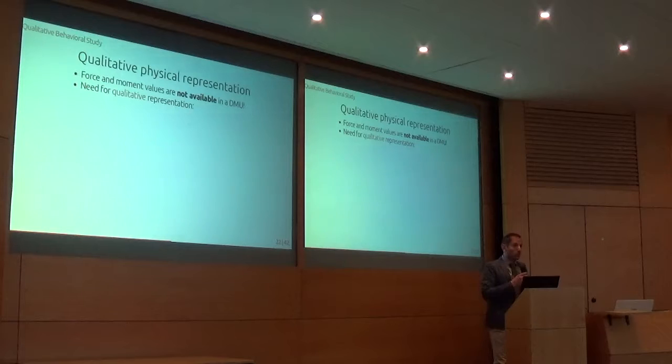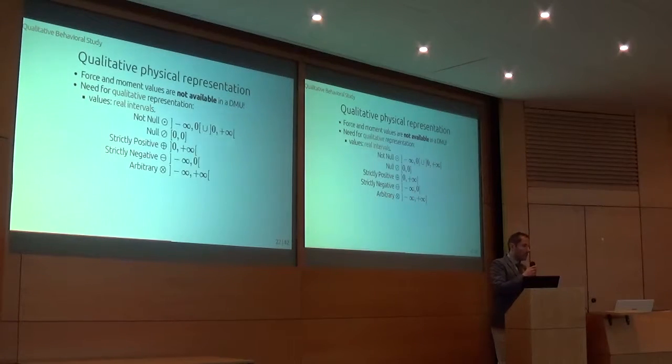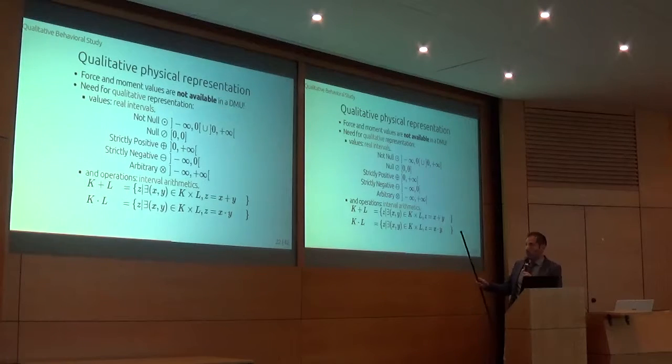Now the problem is we do not have those quantities in the DMU. Force and moment are not available in the DMU. So we need to represent those quantities and those measures in a qualitative way. We borrow this qualitative representation from interval arithmetic, and we define our qualitative values as real intervals, each representing how force or moment should propagate according to a given direction. Once that is done, we also define addition and multiplication using, again, the interval arithmetic theory.